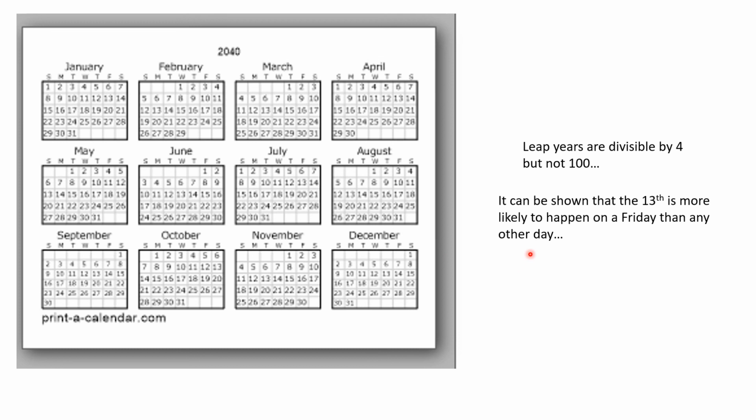I think that is all, because leap years are divisible by 4 but not by 100, and so 2040 is divisible by 4 but not by 100, so this is a leap year. And so you have to look in the leap year column, but you can see, and this is actually the 2040 calendar, that the 13th is more likely to happen on a Friday. And in fact, it can be shown, this is a separate thing, that the 13th is more likely to happen on a Friday than any other day.